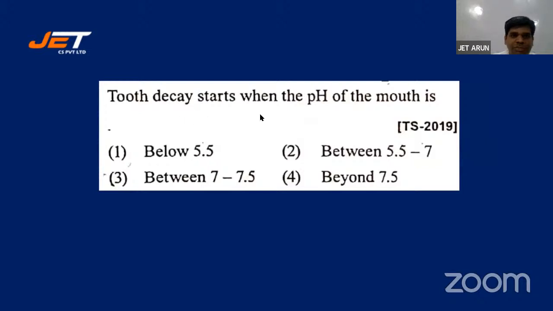Tooth decay starts when the pH of the mouth is in which range? The pH of the mouth is below 5.5, between 5.5 and 7, 7 to 7.5, or above 7.5. Yes, everyone is right. Sleshna, check again, think again. This is again a factual question.